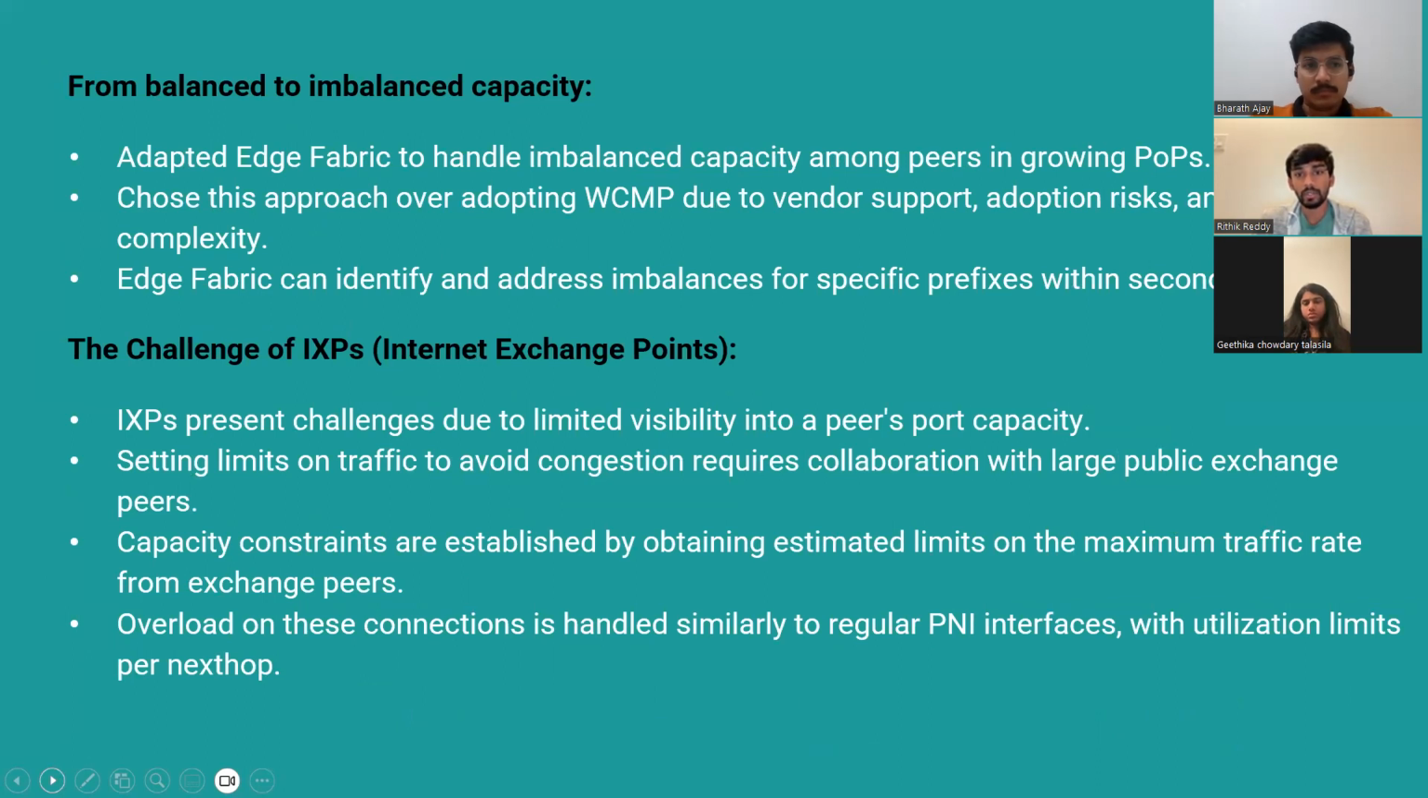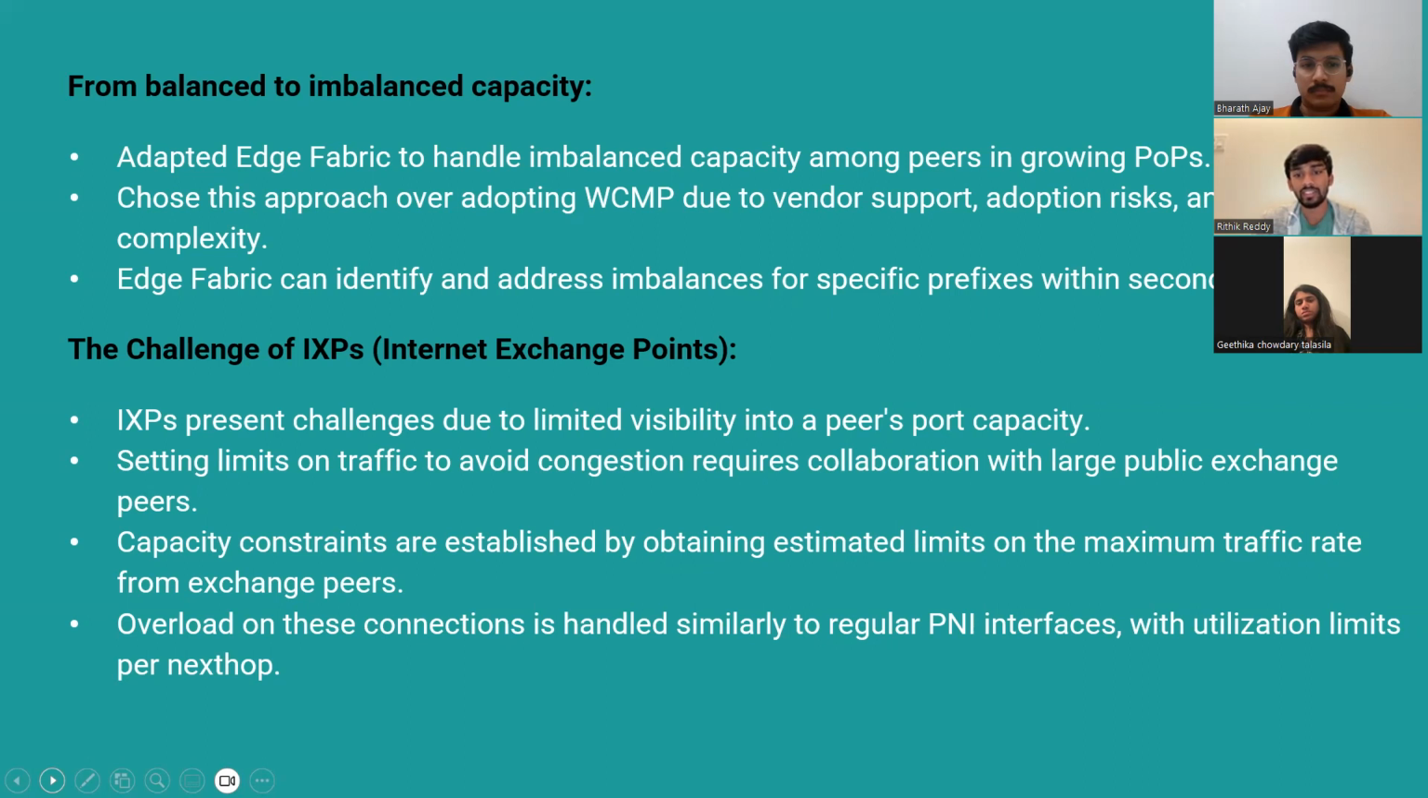And from balanced to imbalanced capacity. Edge Fabric was adapted to handle imbalanced capacity among peers in growing POPs. This approach was chosen over adopting WCMP due to vendor support, adoption risk, and potential complexity. Edge Fabric can identify and address imbalance for a specific prefix within seconds.